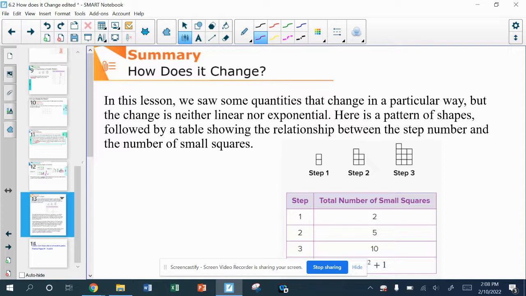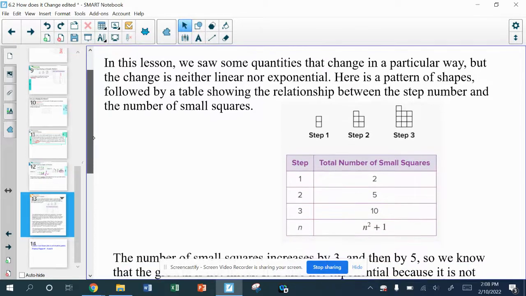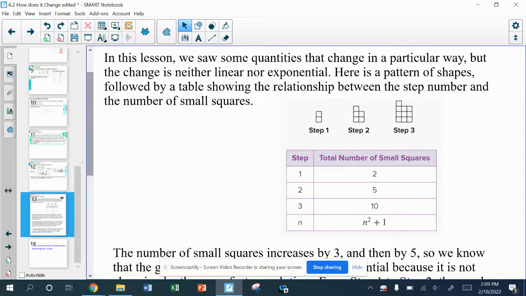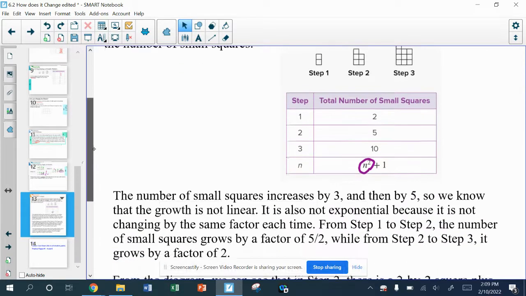So here we've got, this slide has a lot of questions, so I want to try to get as much as we can at a time. We've looked at patterns of change that are linear, where we're adding the same amount every time, or exponential, where we're multiplying by the same amount every time. Now we are looking at things that end up having something squared, and then sometimes we'll be adding or eventually maybe subtracting something from that.